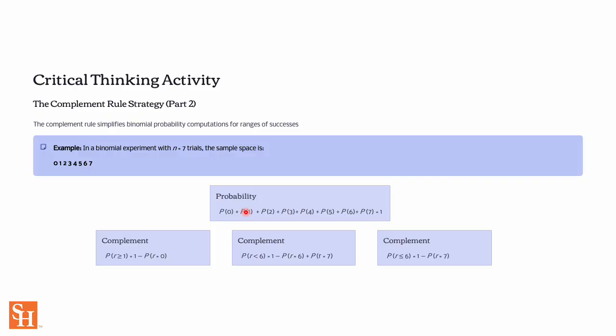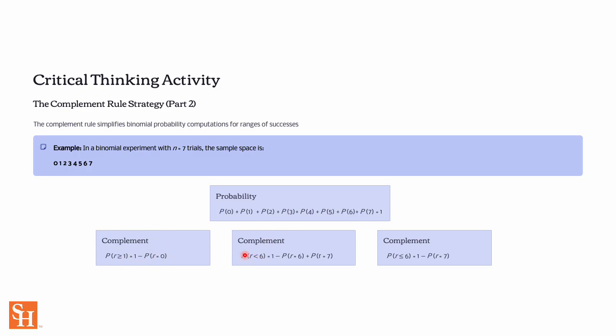But what we can do instead is that it's the same as 1 minus the probability of 0. If we take these to the right-hand side, or subtract the probability of 0 from both sides, then for all of these we get 1 minus the probability that R will be 0, right? So this is the complement rule.